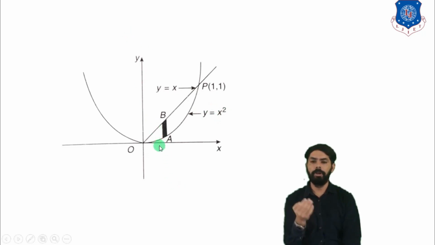Now we will find the limit of x. Here the y-axis represents the x equal to 0 line because x is 0, and this is the x equal to 1 line. So between the x equal to 0 and x equal to 1 lines, this region is covered. Therefore, the limit of x will be from x equal to 0 to x equal to 1.